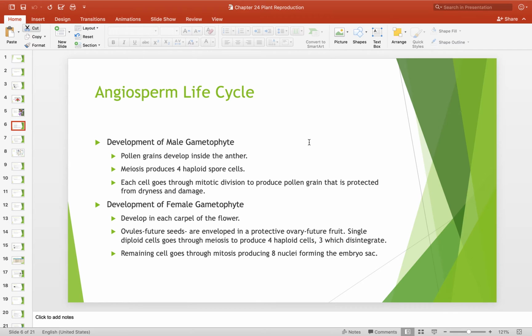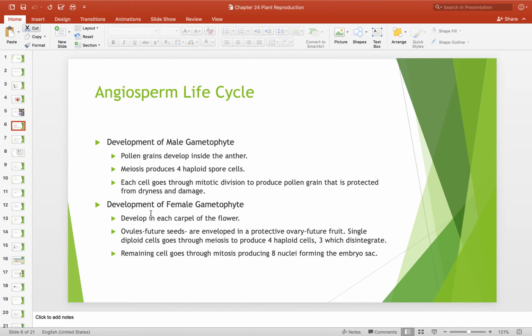Angiosperm life cycle. We need to talk about the male gametophyte development and the female gametophyte development. Pollen grains are going to develop inside the anther. Spores are going to be released. Meiosis is going to produce 4 haploid spore cells. Each cell will then go through mitotic division and produce a pollen grain that is protected from dryness and damage. Makes sense since it's exposed to the environment. You don't want it to dry out and get damaged.